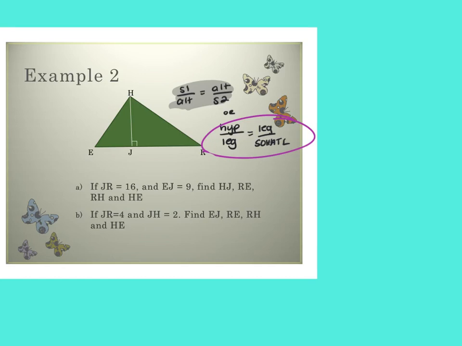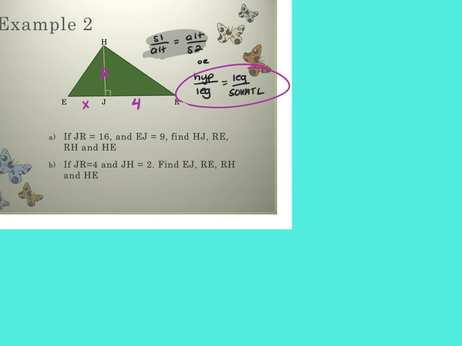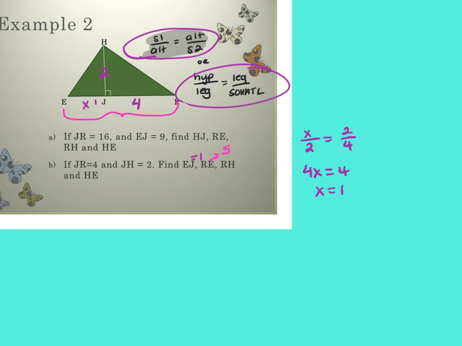Okay, so B says JR is 4, JH is 2, and it starts by saying find EJ. This time I have the two segments of the hypotenuse and the altitude, which means I'm going to use that first proportion. Segment 1 could be x, doesn't have to be x, but could be x over 2 equals 2 over 4. The x and the 4 could be switched. So I get 4x equals 4 and x equals 1. That's the first part. RE is this whole segment, 4 plus 1, which is 5.